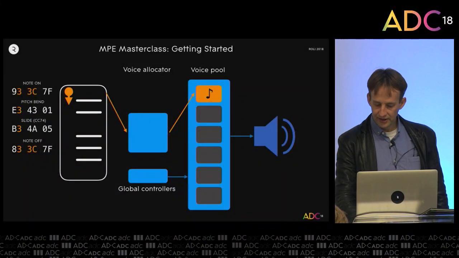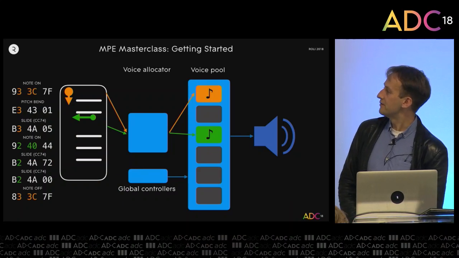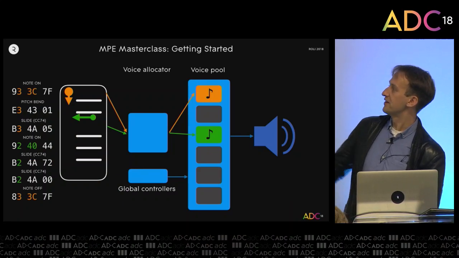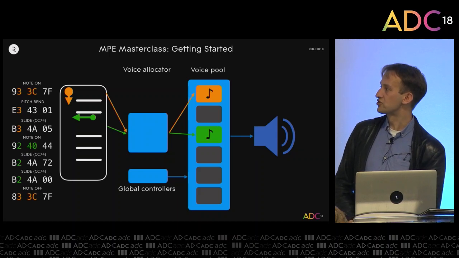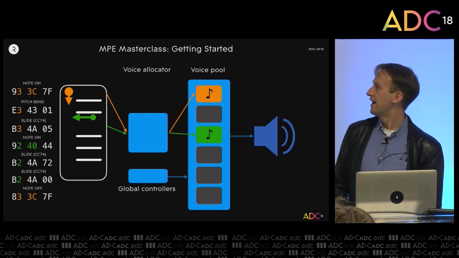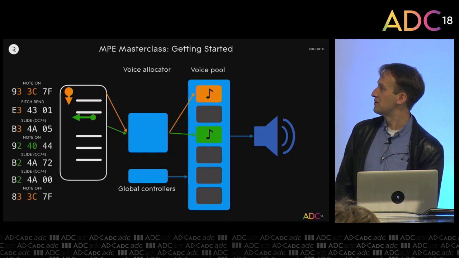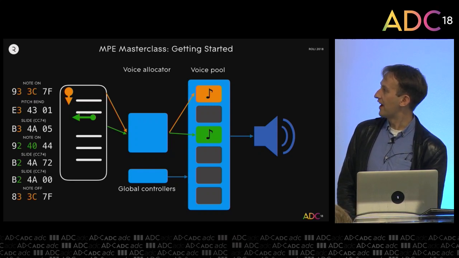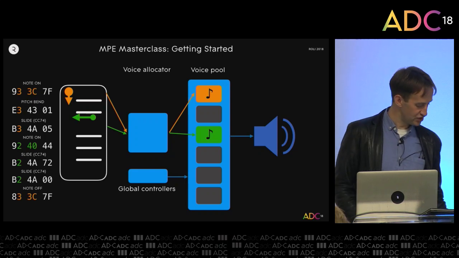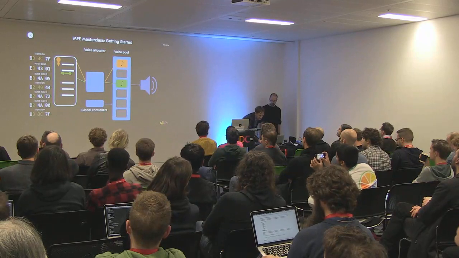So what this lets us do, and this is where the power of MPE really comes in, is clearly you can have multiple control streams going at once for one keyboard performance. You can see that you've got the first note there that's then being pitch bent, and then a second note comes in, and again that's got the slide controller. So if this is a polyphonic sound. That's actually a monophonic sound.